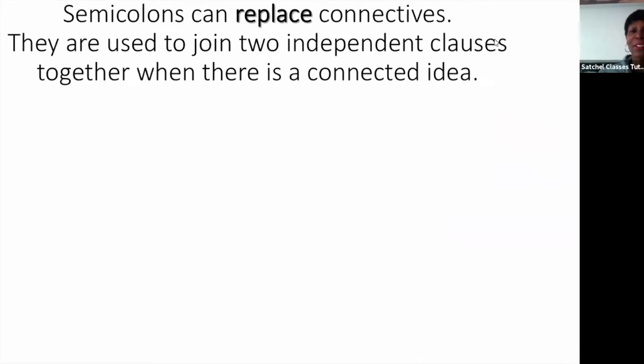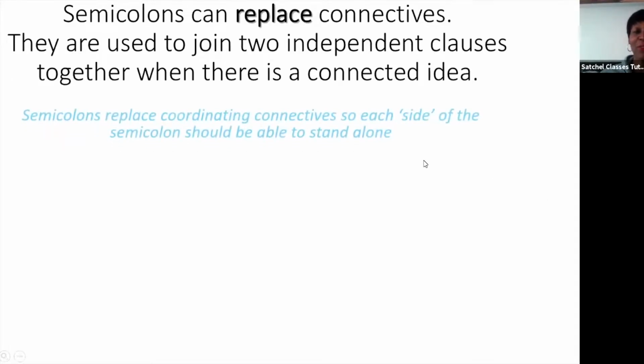First of all, we need to understand that semicolons replace connectives. They're used to join two independent clauses together when there's a connected idea. So two separate clauses that have a link and they have a connective can be joined together by a semicolon, a little bit like blue tack, joining things together. Let me give you some examples.